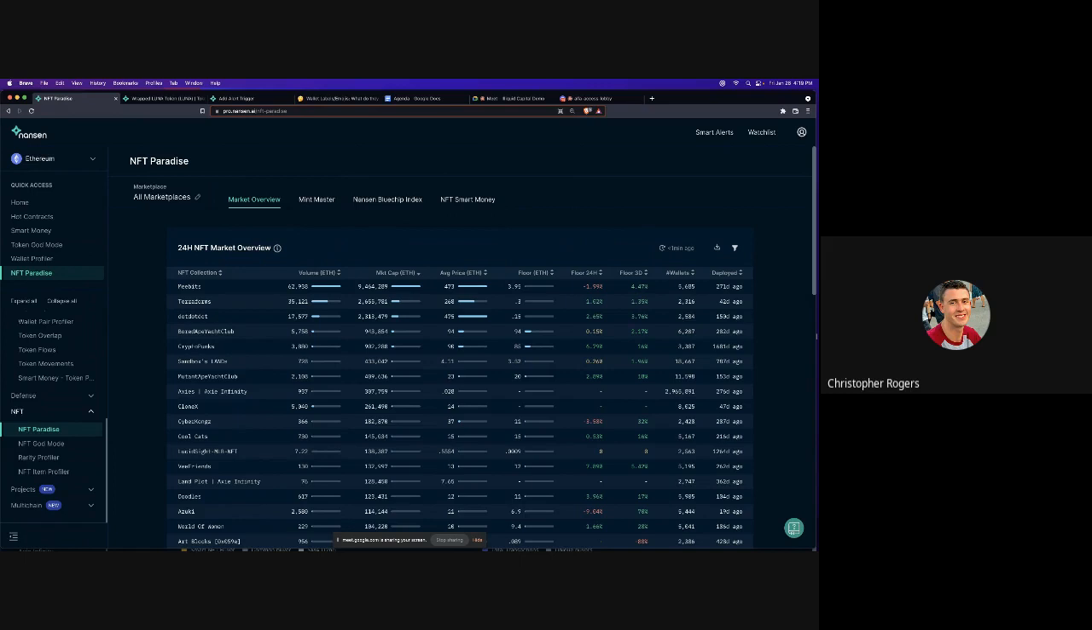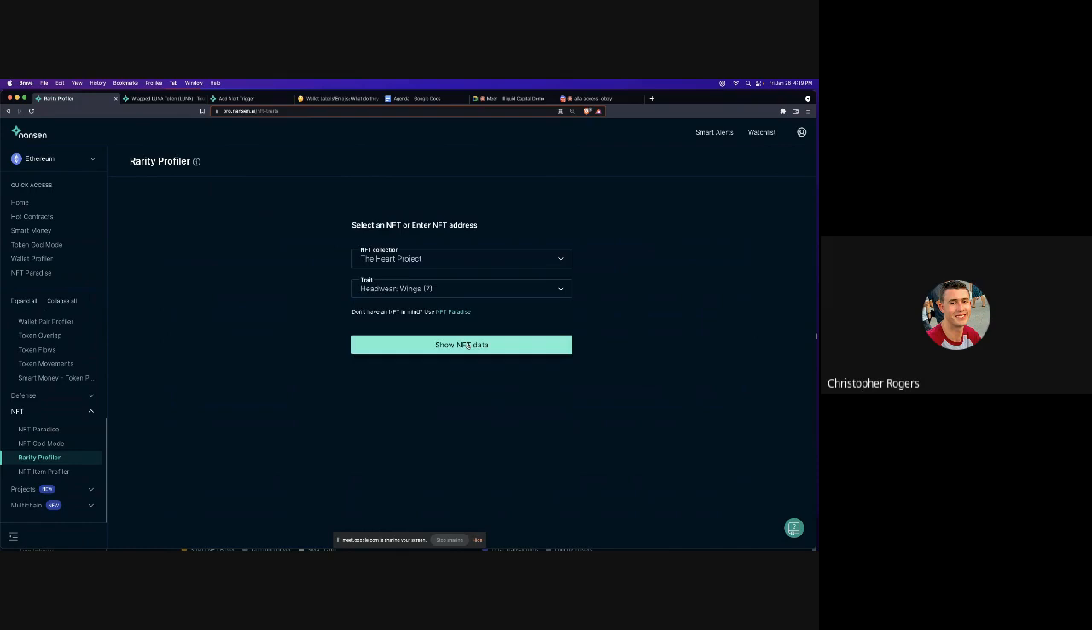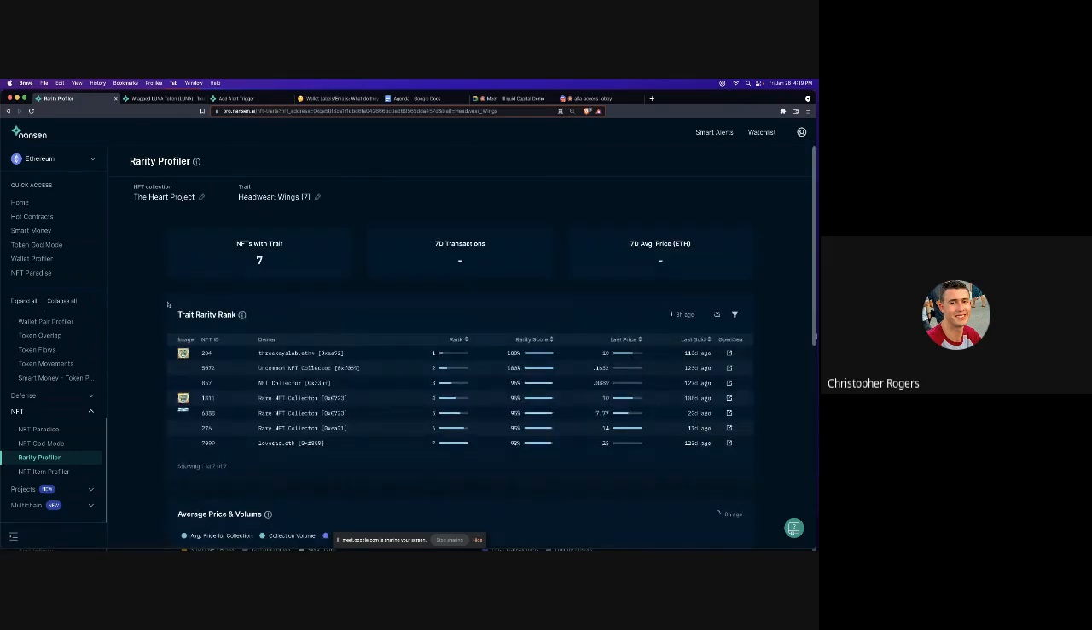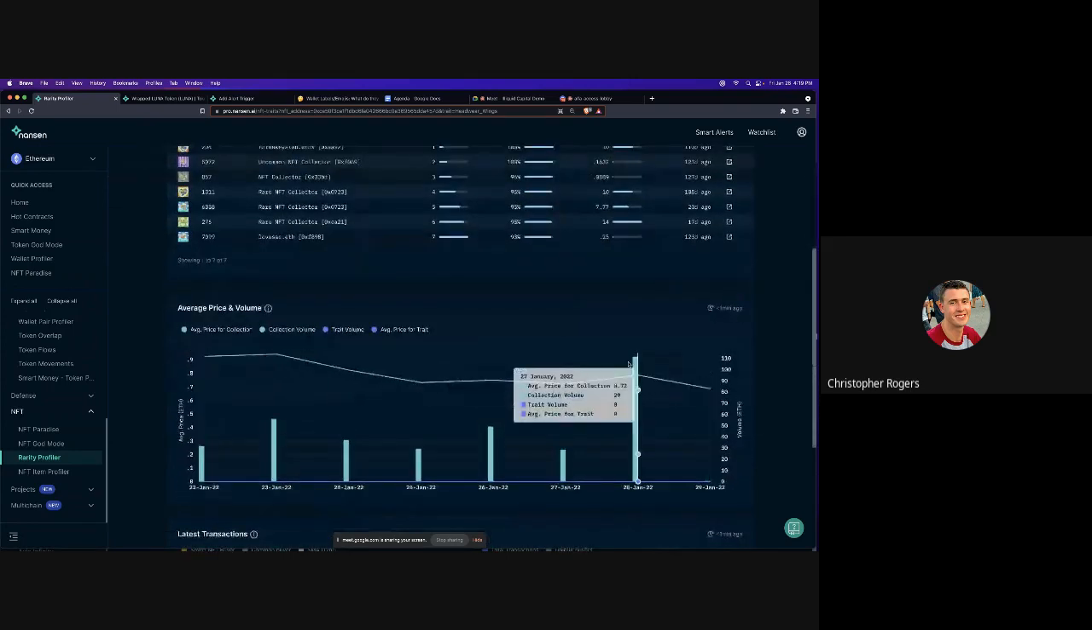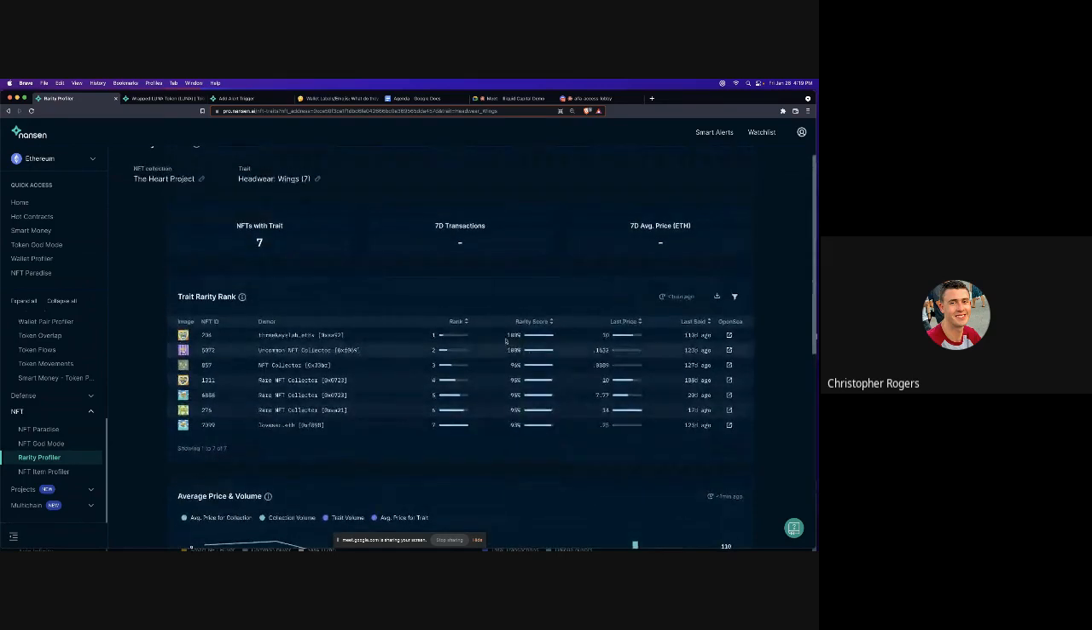All right, next question, still from KCA. Is there a chart that plots rarity and listing price somewhere? We took a look at our rarity profiler. Here we pulled up this heart project. We can see the last price, and then we can also see this chart here, which displays the average price for the collection along with the volume over time. To answer your question, we do have rarity scores and the number of NFTs with that particular trait.